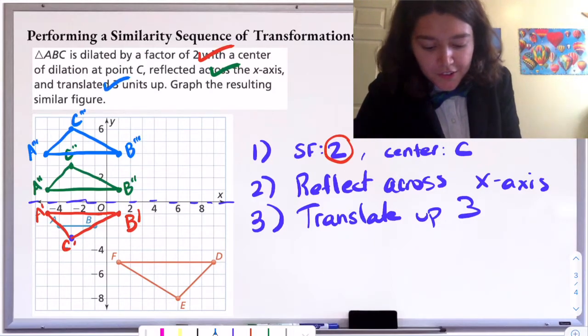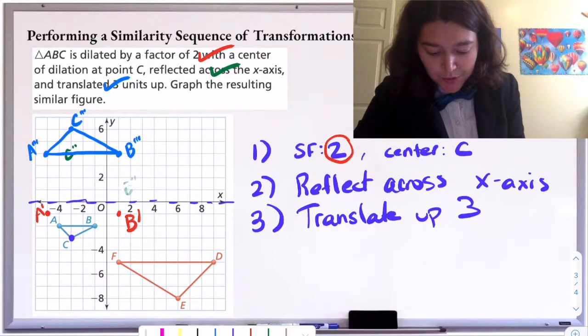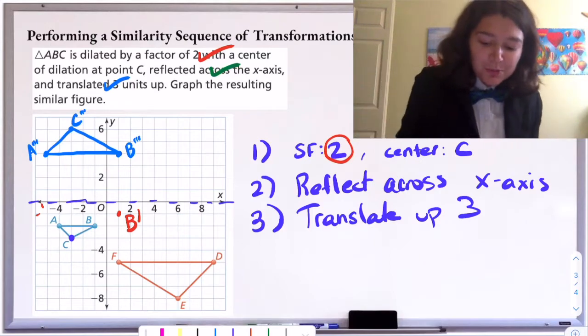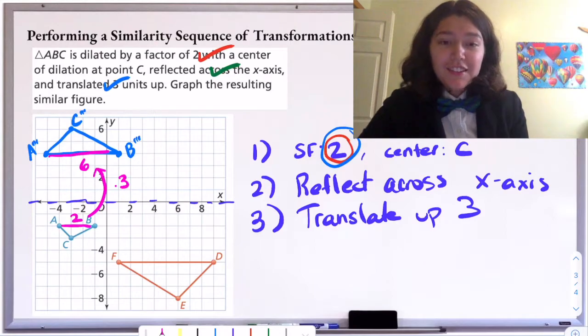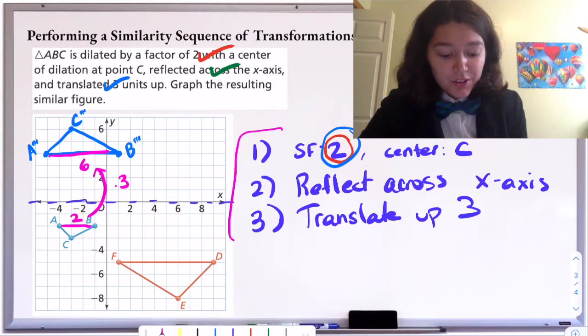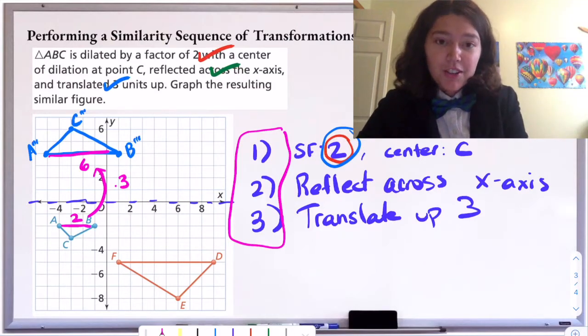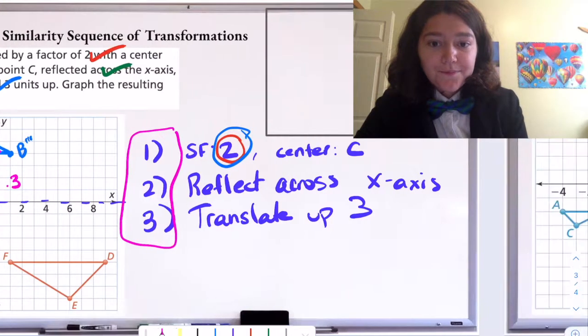All right, so this is now a similar figure. And I'm going to erase that one, and I'm going to erase my middle step. ABC and A triple prime, B triple prime, C triple prime are similar figures because there's a sequence of transformations, which I wrote right here, that took me from one to the other. So those are similar figures, and that's performing a similarity sequence of transformations.